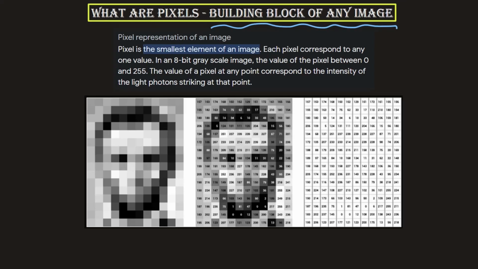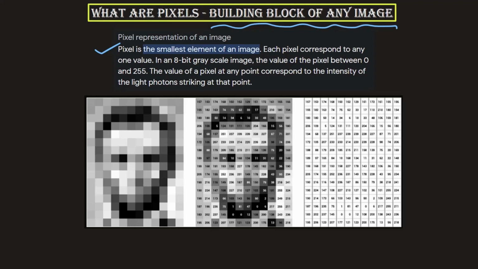The way an entire house is built by stacking bricks over each other or side by side, exactly the same way, any image or video that you see on your electronic device, whether it is a mobile phone or your laptop, that image or that video is basically made up of lots of pixels. Going by the definition, a pixel is the smallest element of an image.